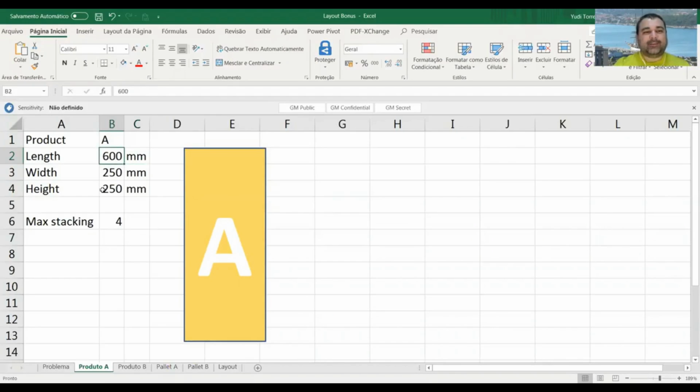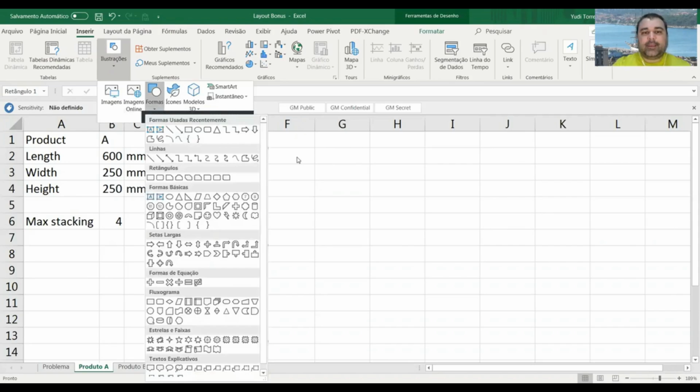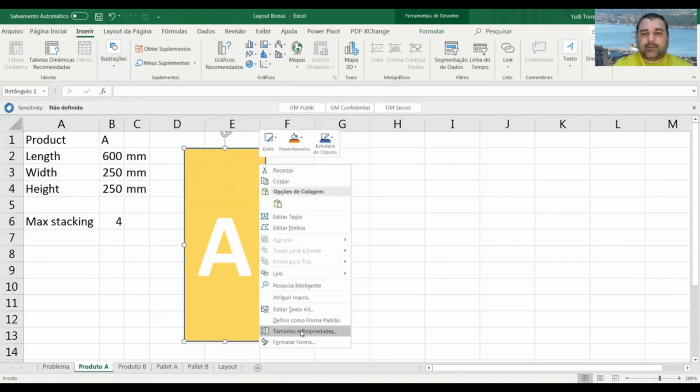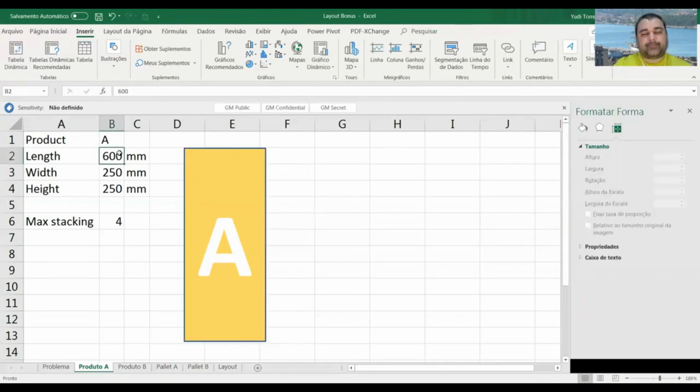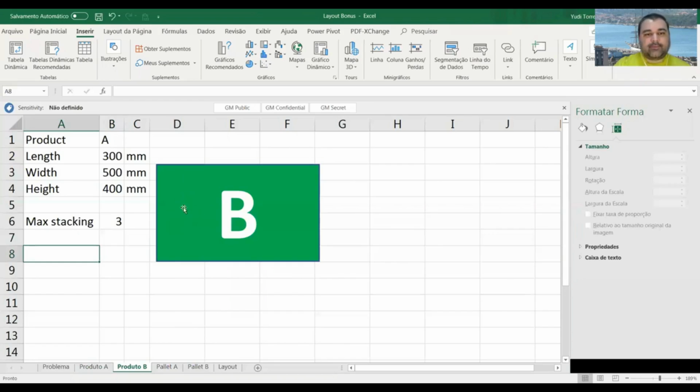So what I did, I put the dimensions of the box here for these products and how many boxes we can stack maximum. And here I made a small design using the shapes in Excel. And I did put as the properties here the same or similar dimensions that we have here for the product. So this is kind of a representation of the product that we are going to stock. Then I did the same thing for product B, which has different dimensions. So I put a different color on the box.